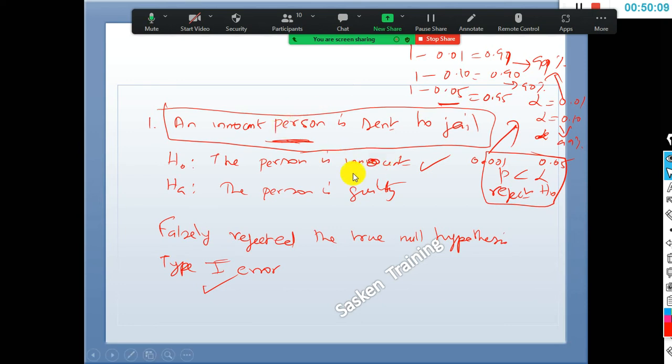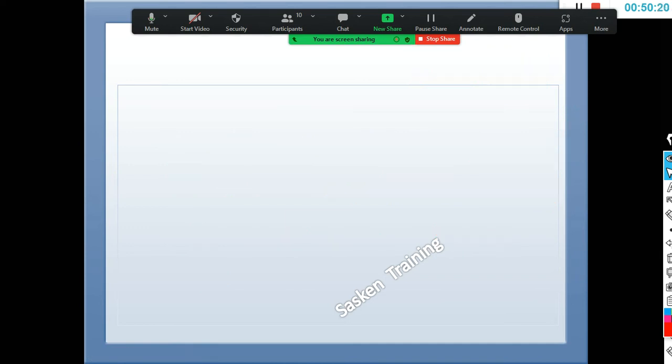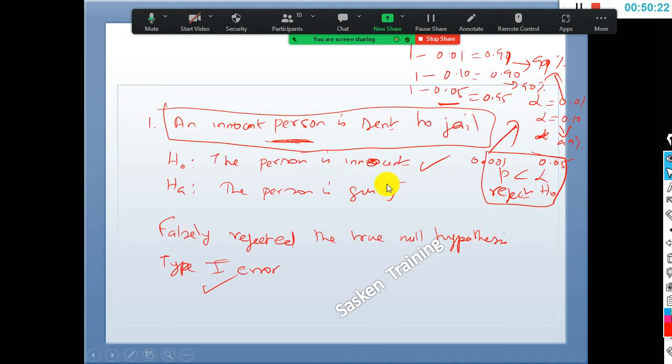For example, if you send an innocent to prison, if you hang him, it is very, very dangerous, right? You are punishing an innocent guy. Punishing an innocent guy is also problematic. And if you don't punish a guilty guy or criminal, and you simply accept the person is innocent though he is a murderer or criminal, what will happen? You are allowing the criminal to walk in the street.